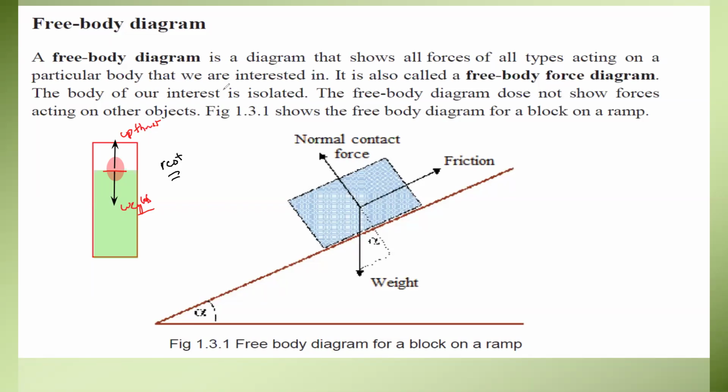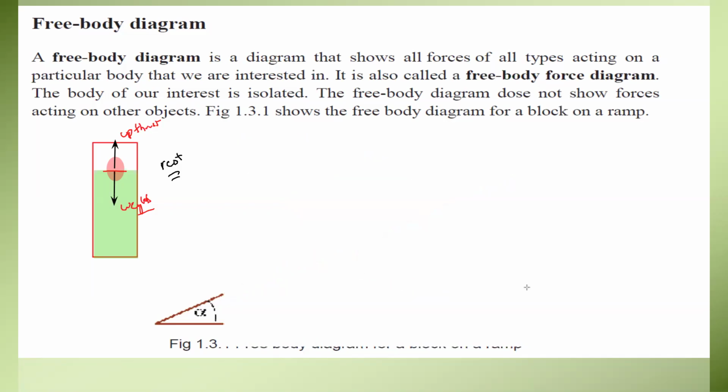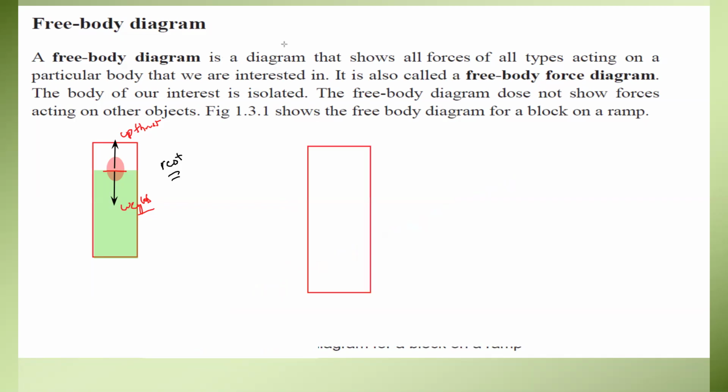And what if the object is moving through the fluid with a constant speed? So there's an object which is moving through the fluid at a constant speed. This object is going down, but it has a constant speed. When an object has constant speed or is stationary, the resultant force is zero.